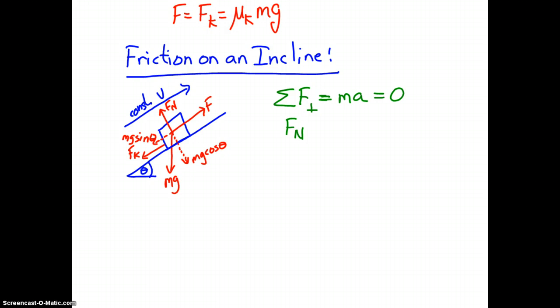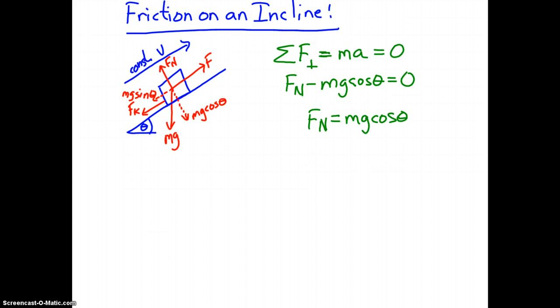What would the summation be? Fn minus mg cosine theta equals 0. So our normal force is equal to mg cosine theta. More on that in a moment. Now we're going to also summate parallel. Erase that. Parallel to the incline.